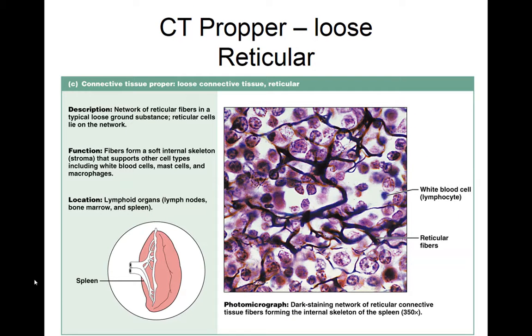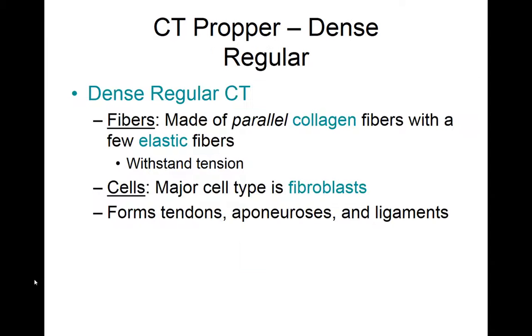So here's our reticular connective tissue. You can see it's still loose, it's very spread out, there's a lot of white space. These are our fibers, our reticular fibers, and you can see all those fibroblasts in there. So those are our 3 loose connective tissue propers. We also have a couple of dense connective tissue propers. What do you think of when you hear the word dense? Everything compacted together, right? So dense, regular connective tissue is the first one I want to talk about.